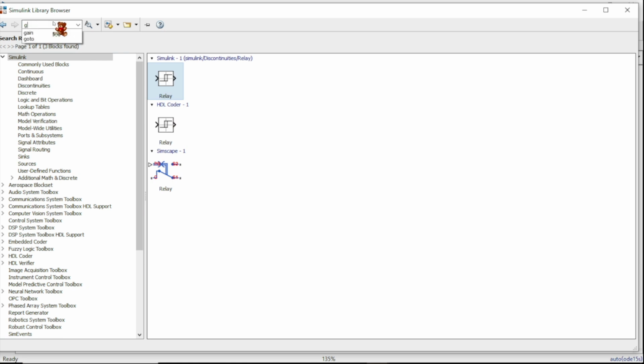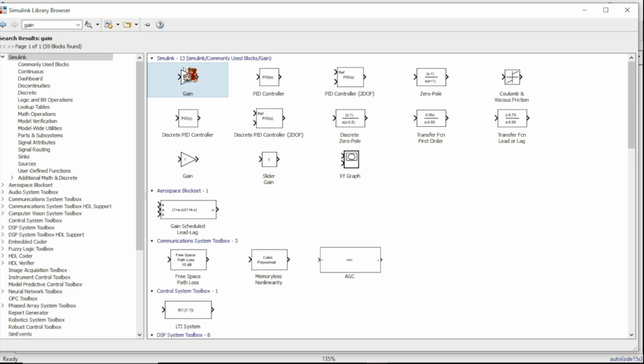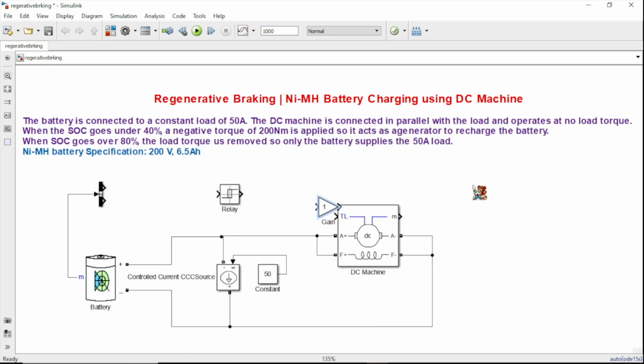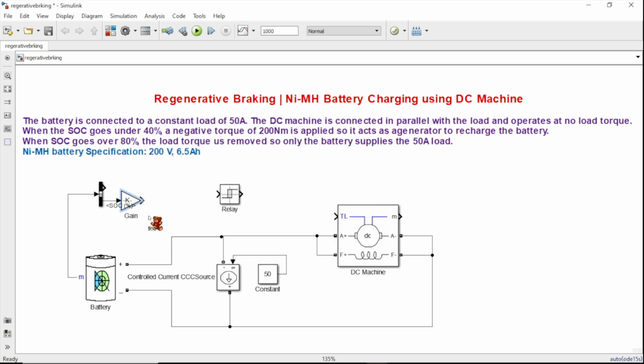I am taking the gain block, so I can divide. So this is the SOC, and percentage means 40%, 80%. In normal value, 40% means 0.4. So that's why I am dividing this SOC percentage value by 100, that is 1 by 100. Okay, so I am giving it to this, and this is directly connected to the load torque. Okay, so this TL is nothing but the torque.